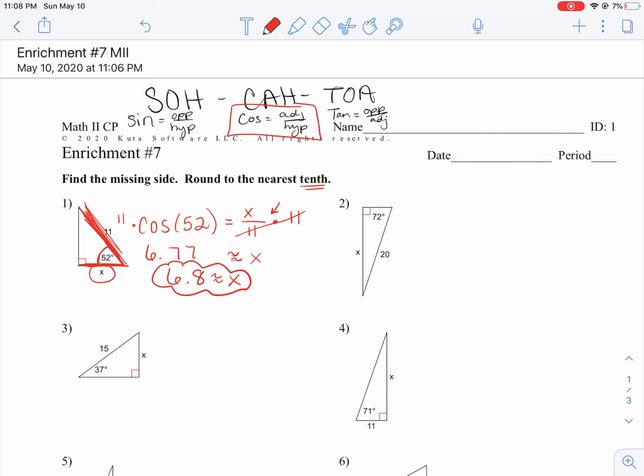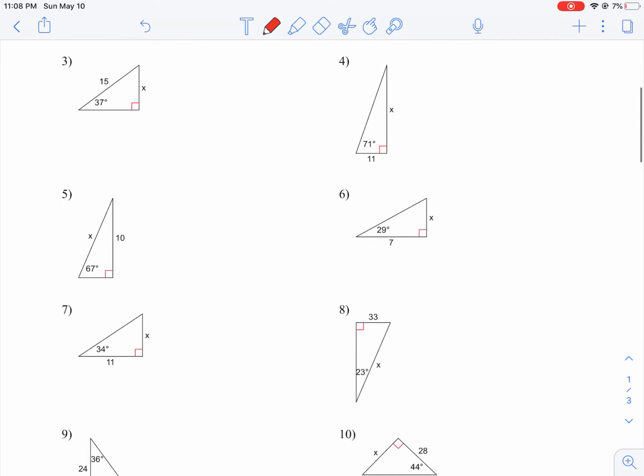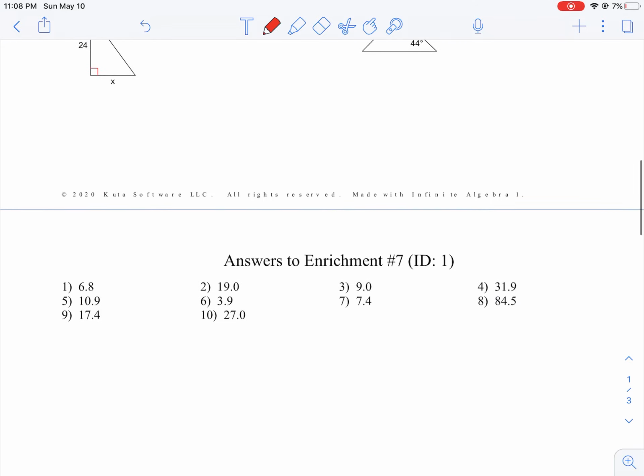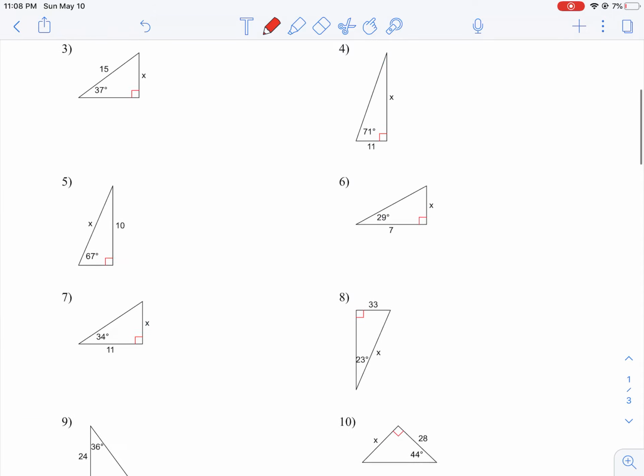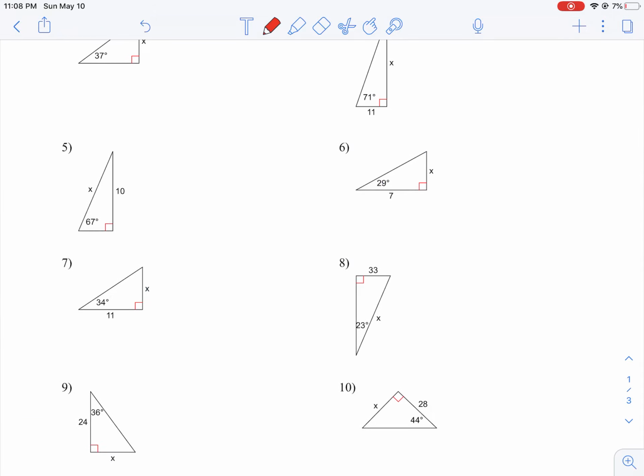You're going to look at all of these triangles that we have here, number 1 through 10. There are answers here below, but I would like to see your work on each of these problems and figure out how you are actually getting these answers. How are you trying to figure them out?